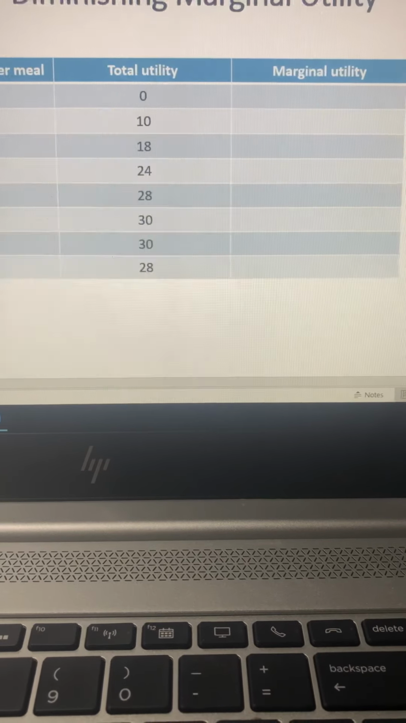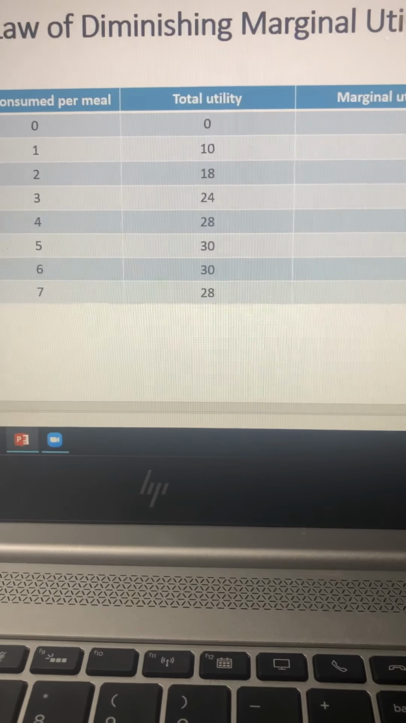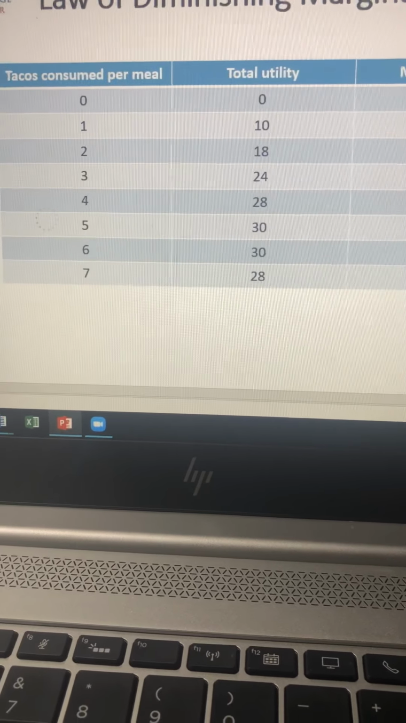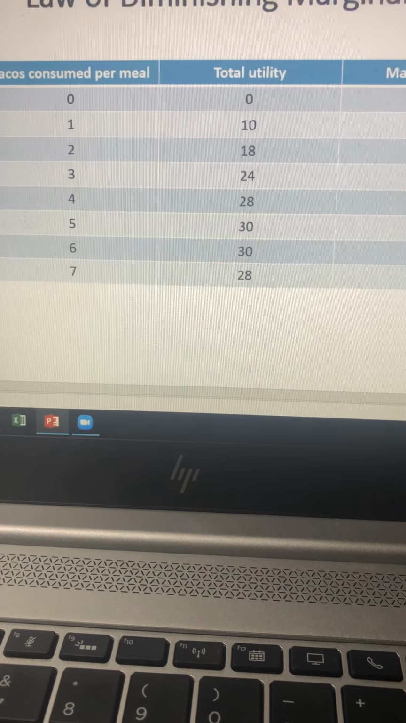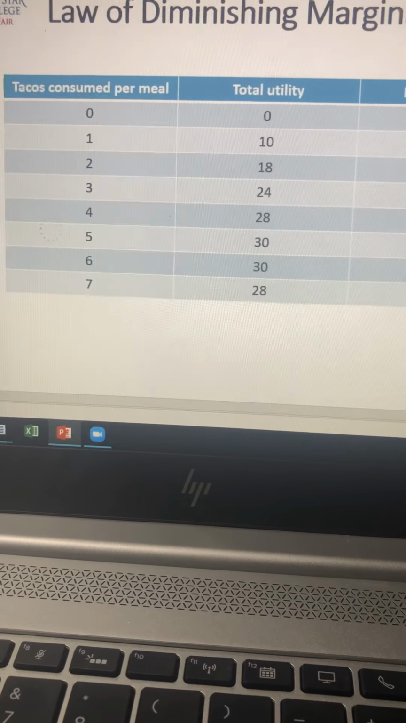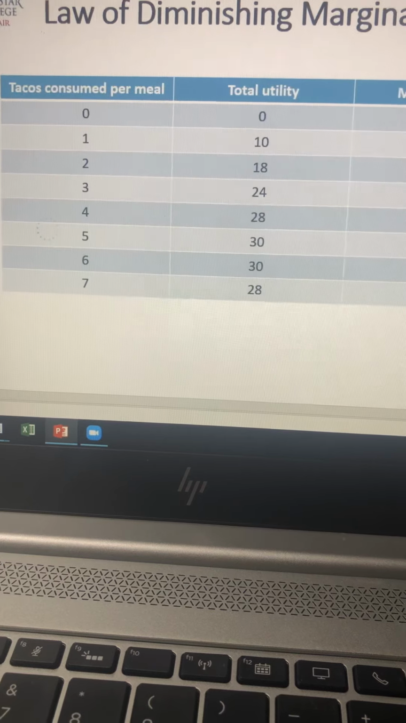Do not calculate, especially for homework assignments. For the exams and everything, I probably won't ask you to calculate it, but for the assignments, make sure that you leave it blank. I'm going to start basically with quantity 1.